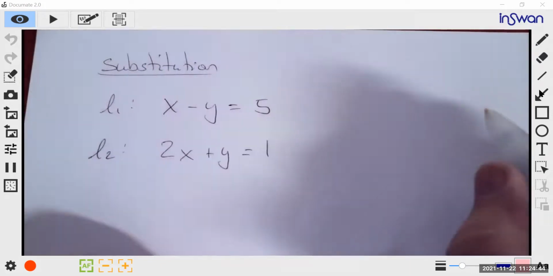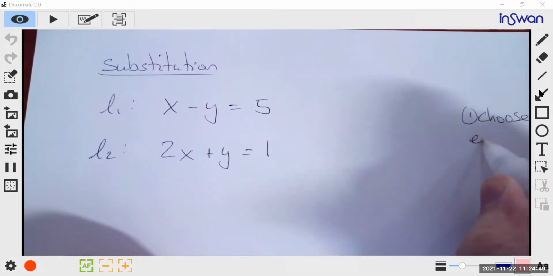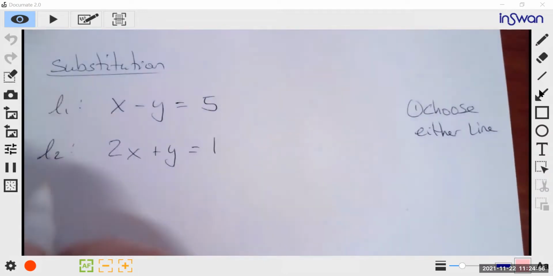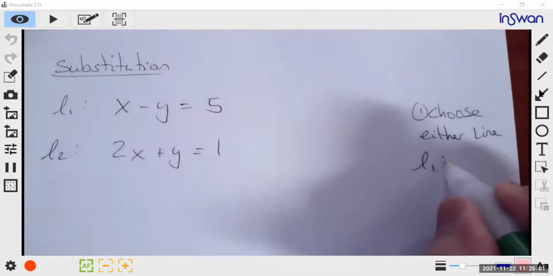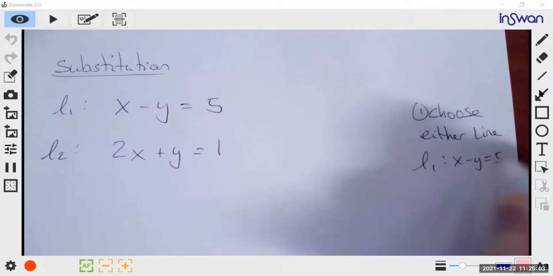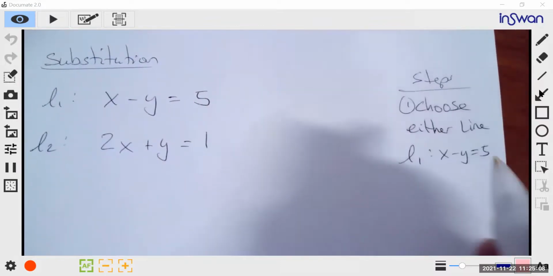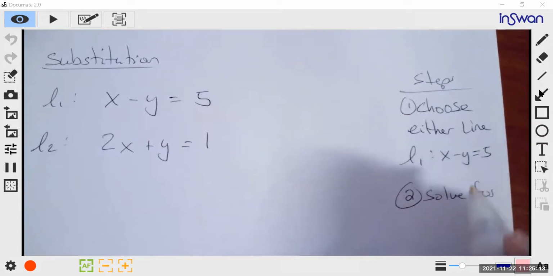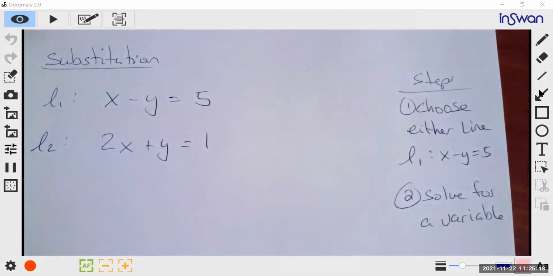Substitution does this. Choose either line. You want line 1 and line 2. Let's choose line 1. That equals x minus y equals 5. That's the first of the steps. Second step, solve for a variable. It doesn't matter which one, just solve for a variable.